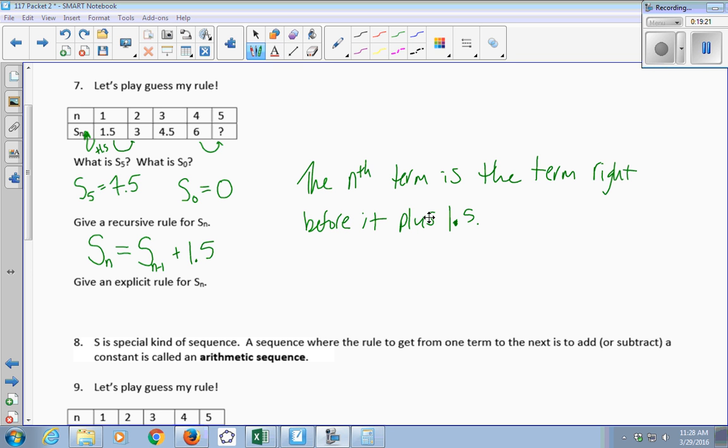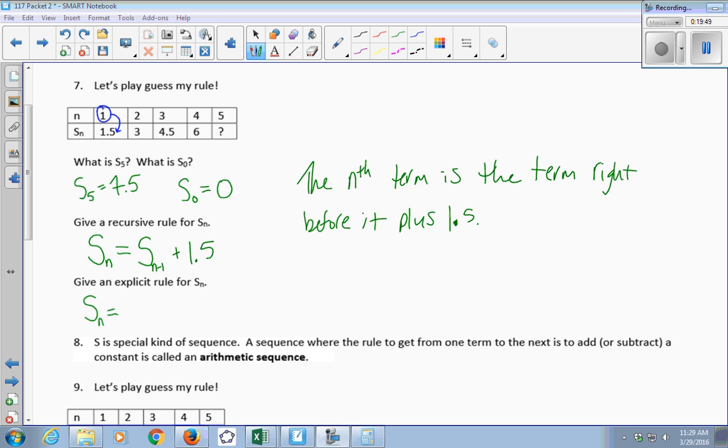All right, so for my explicit rule, again, I start with an S sub n equals. I'm trying to write a formula for the nth term, S sub n. But I'm not allowed to use the terms before it now. Now, when I write my formula, I'm only allowed to use the value n. So now I have to be able to look at the n value. All I can look at is the n value, and I need to use that to get the S sub n value.